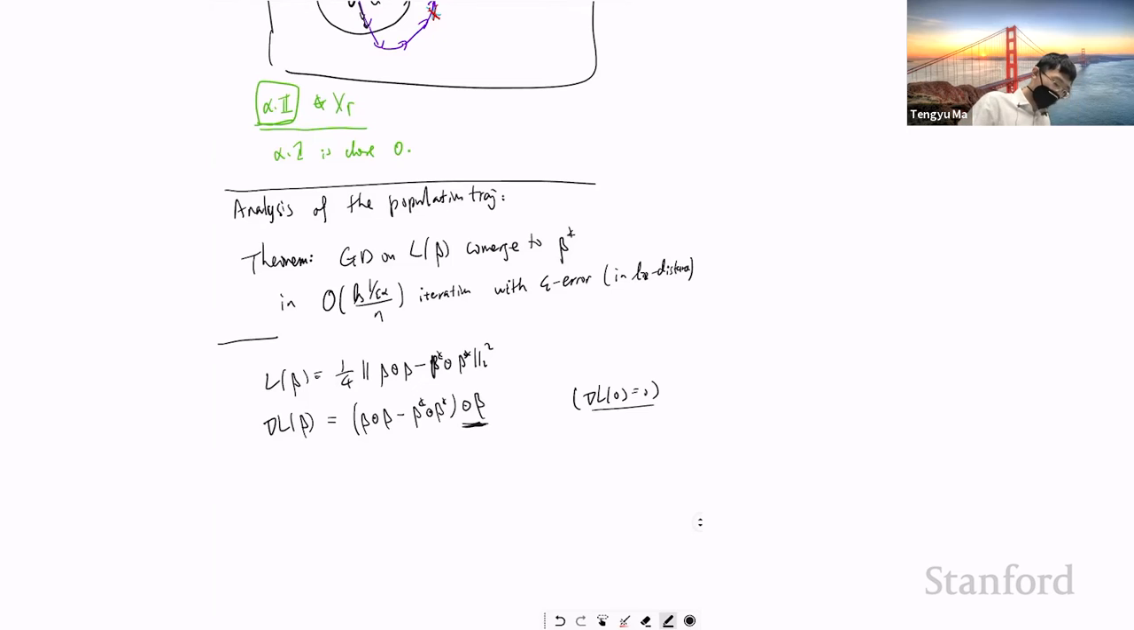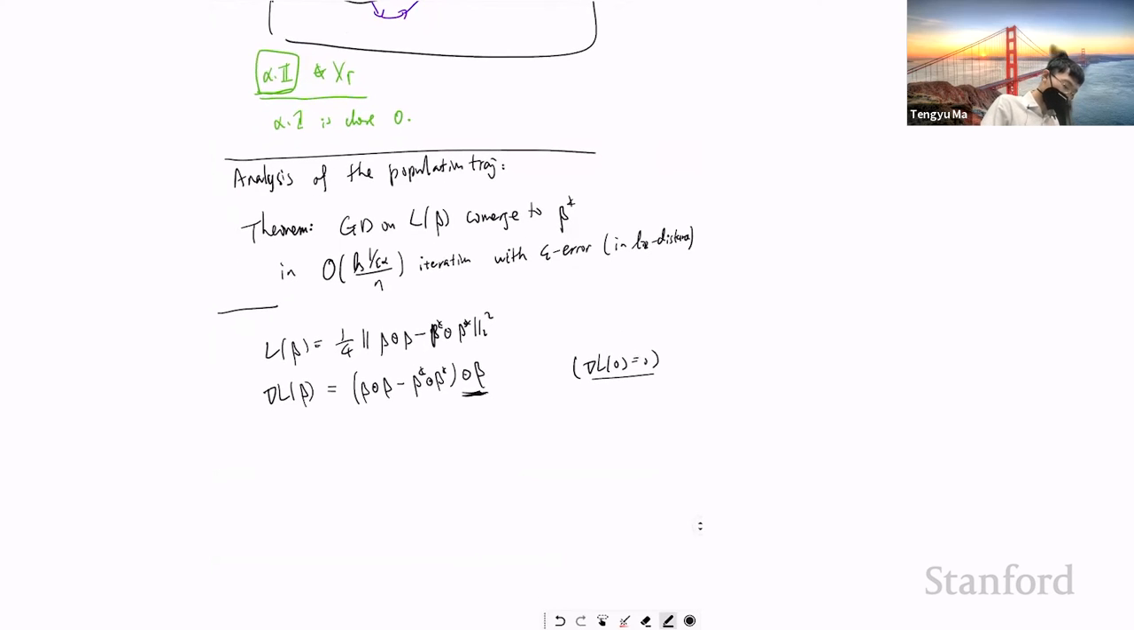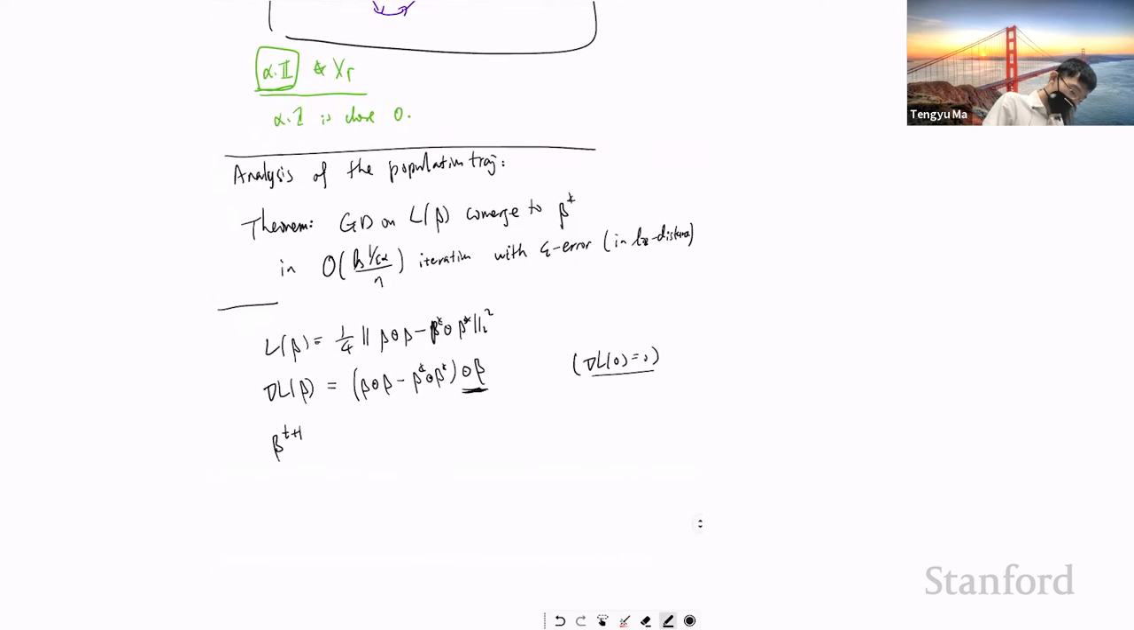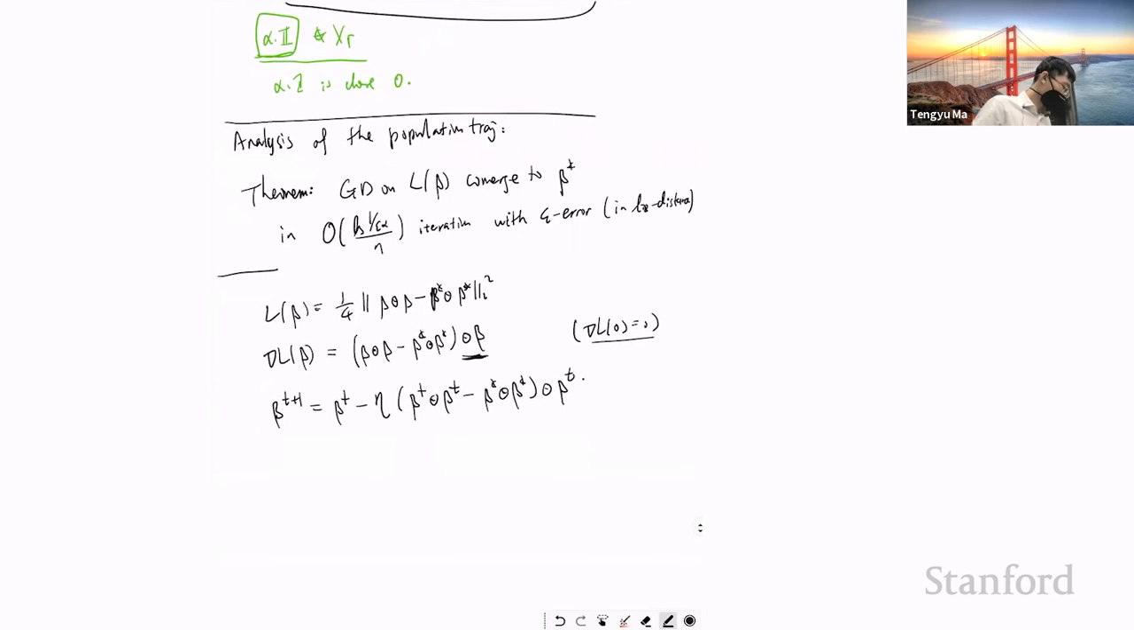Now let's look at the update. The update will be beta t plus 1 is equal to beta t minus eta times (beta t ⊙ beta t minus beta star ⊙ beta star) ⊙ beta t. This is everything in d dimension, but really you can view this as d separate updates.